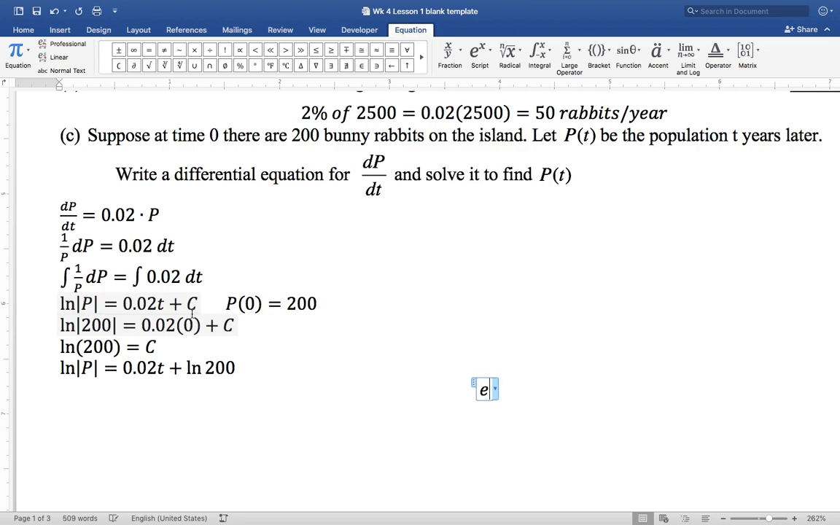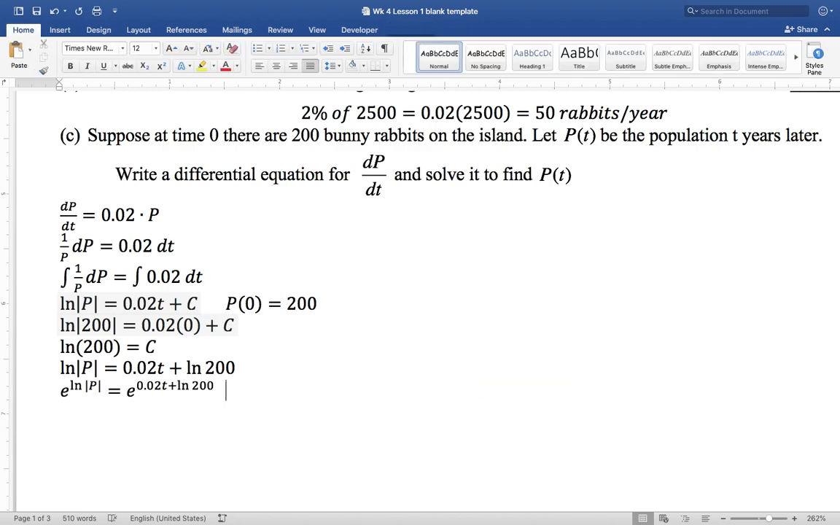So the left-hand side becomes an exponent of e. So ln of capital P becomes the exponent of e. And then the entire right-hand side, all of it, also becomes an exponent of e.